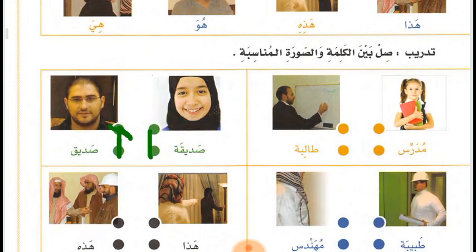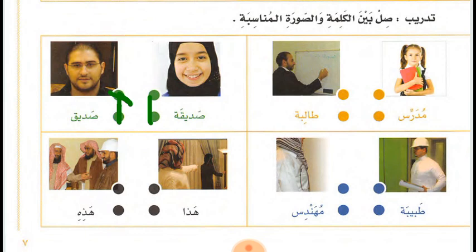Then we have tadrib, meaning exercise. Sil bayna al-kalimati wa as-surati al-munasiba. What is the meaning of this question? Join words. Join the word with the appropriate picture. So start joining these words with pictures.